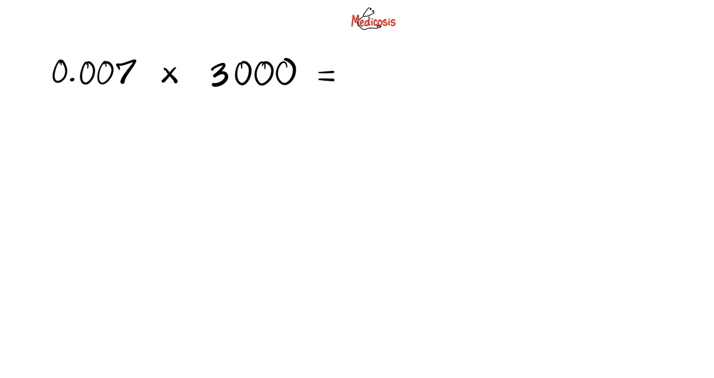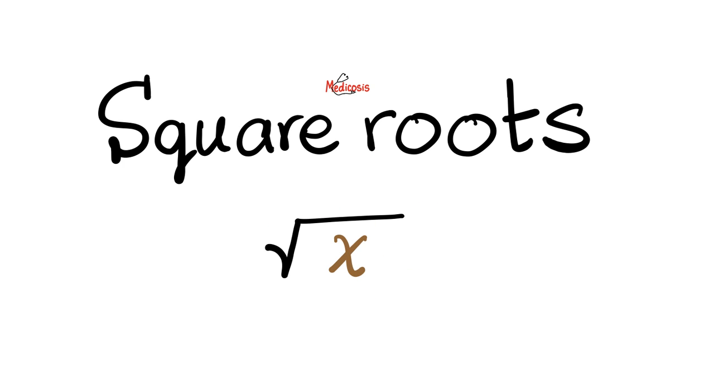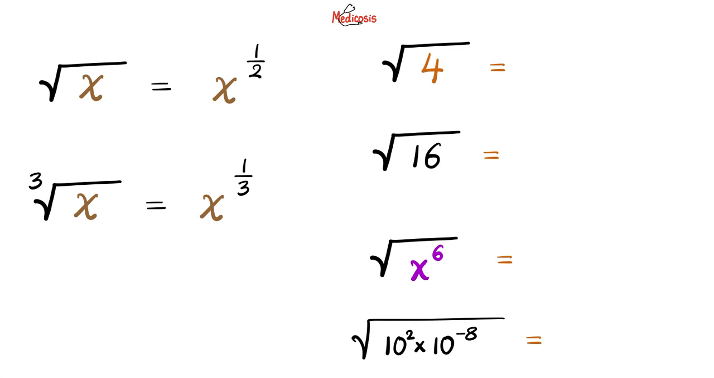How about this multiplication? I can use the same trick. I'm gonna multiply this side by 1,000 and divide this side by 1,000. 0.007 times 1,000 is 7. 3,000 divided by 1,000 is 3. 7 times 3 is 21. Square roots. Don't forget, when you have x under square root like this, this is the exact same thing as x power half. So the square root of x is the same as x power half. How about the cubic root of x? It is x power third. How about something like this? Oh, this will equal x power fourth.